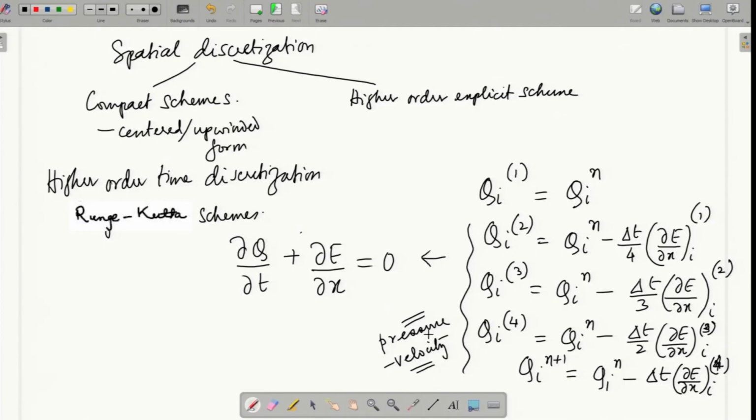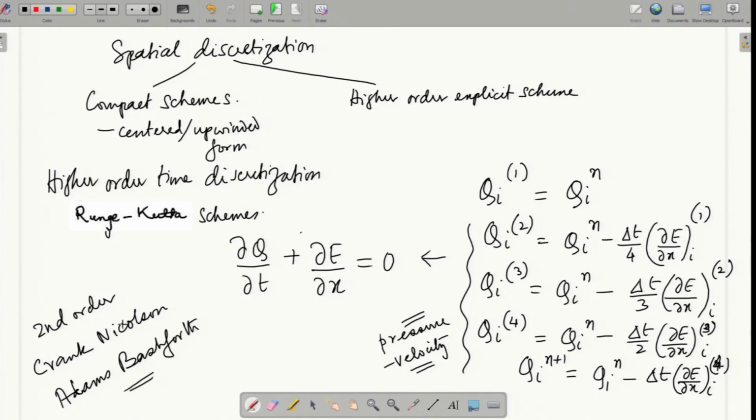If implementation becomes extremely expensive this way, you may need to look at other schemes which are usually second order. For example, you can think about Crank-Nicolson or Adams-Bashforth schemes, and these schemes are multi time step schemes, and therefore, no sub step calculations are involved.